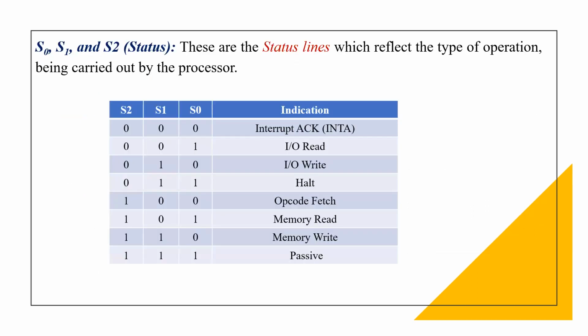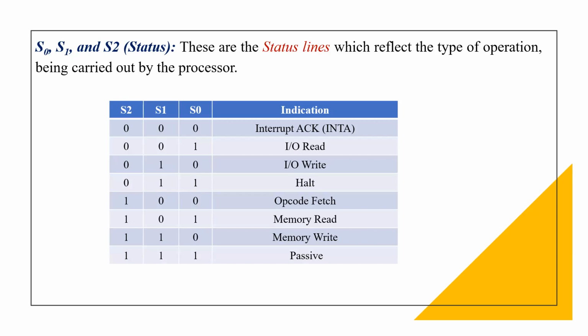Next one is the status signals, S0, S1, S2. All these are active low signals, status bar signals. By using these status signals, we are doing 8 different tasks. 000 case, that is sending of interrupt acknowledgement. 001, we are doing IO read. 010, we are doing IO write. 011, we are doing simply halt. 100, opcode fetching. 101, memory read.